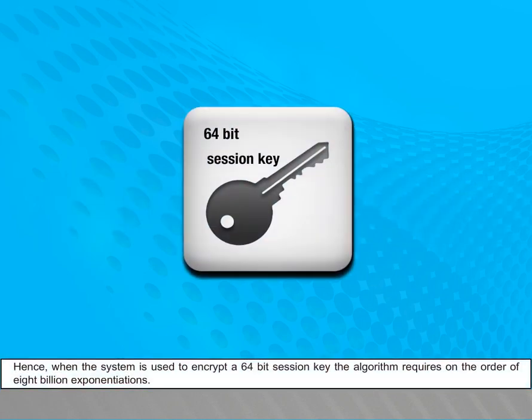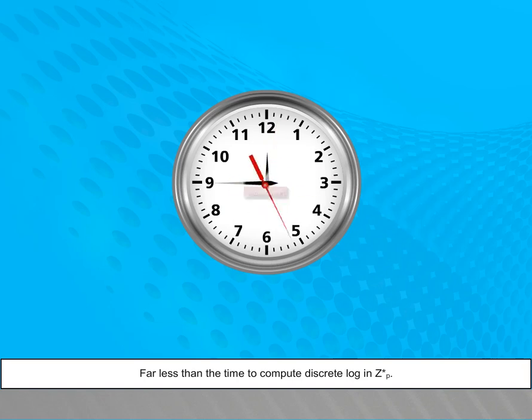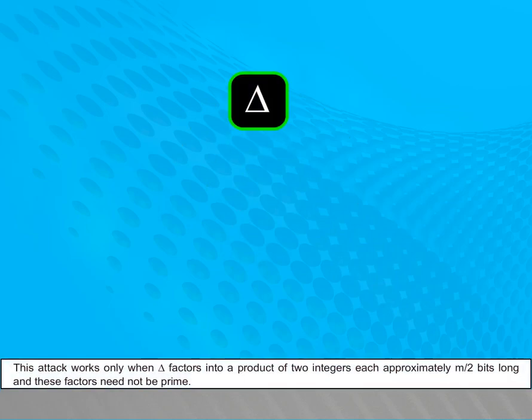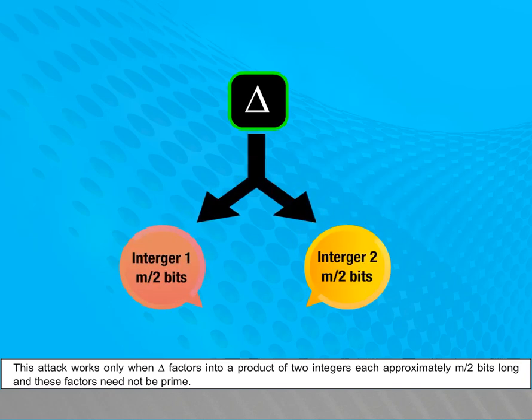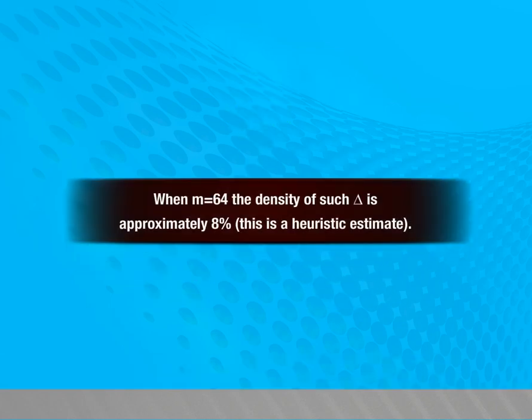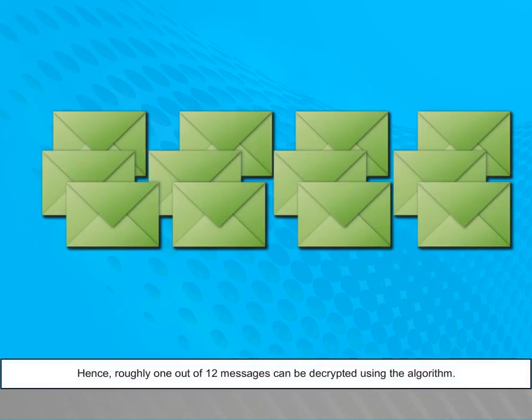Hence, when the system is used to encrypt a 64-bit session key, the algorithm requires on the order of 8 billion exponentiations. This is far less than the time to compute discrete log in Zp*. This attack works only when delta factors into a product of two integers, each approximately m over 2 bits long, and these factors need not be prime. When m is equal to 64, the density of such delta is approximately 8%. This is a heuristic estimate. Hence, roughly 1 out of 12 messages can be decrypted using the algorithm.